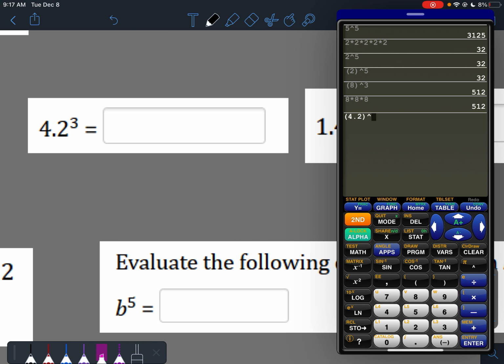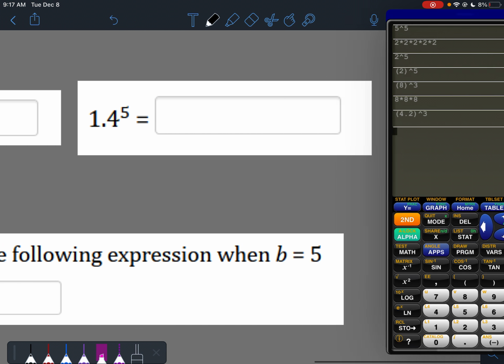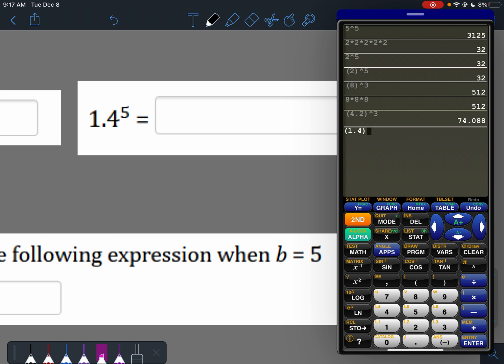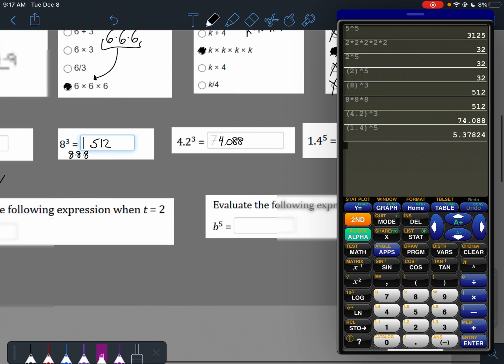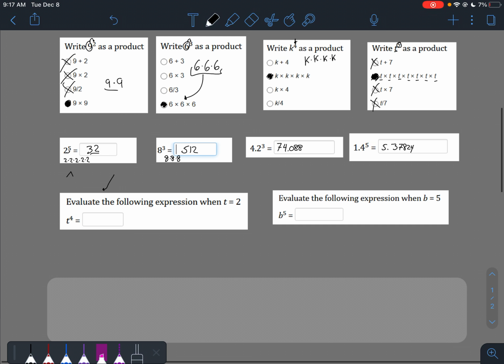So 4.2 to the third power is 74.088. And 1.4 to the fifth is 5.37824. So there you have it with multiplying those out.